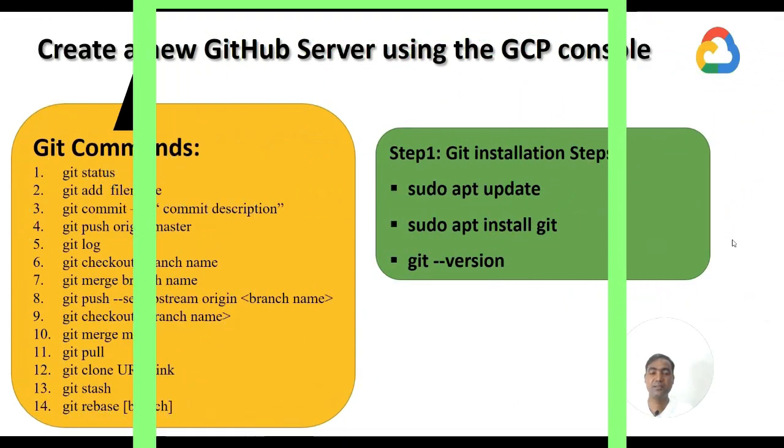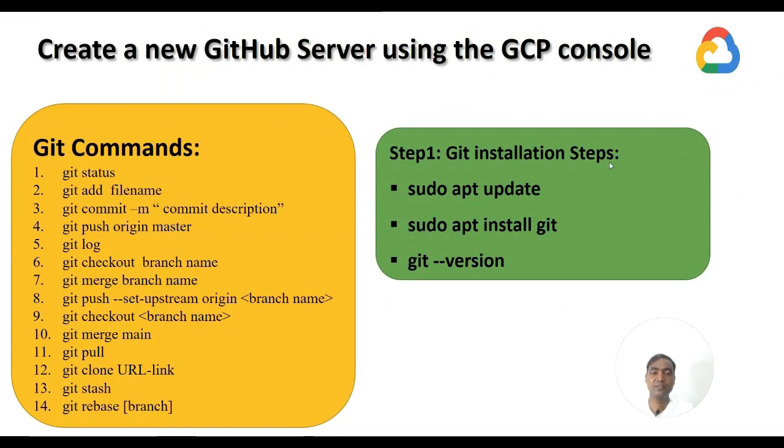Guys, as you can see here, the GitHub installation step. This is the very simple step, guys. First of all, we upgrade all the dependencies and packages for our Linux server. After that, I install Git inside the new VM or new Linux server. Then I'll verify the Git version so that we confirm that our GitHub server is ready and the latest version is installed inside that.